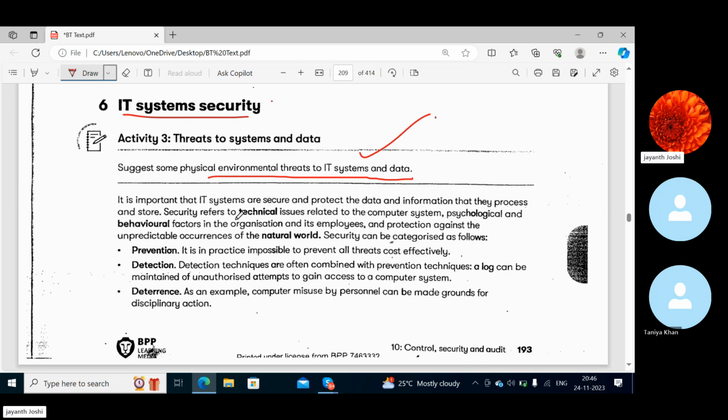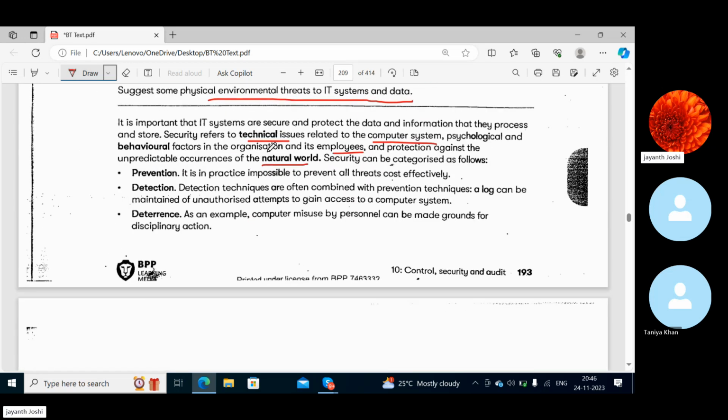So it is important that IT systems are secure and protect the data and information that they process and store. Security refers to technical issues related to computer systems, psychological and behavioral factors in the organization and its employees, and protection against the unpredictable occurrences of the natural world. That is, security can be categorized as follows: prevention. Natural calamities happen, right? So prevention, it is in practice impossible to prevent all threats effectively, of course.